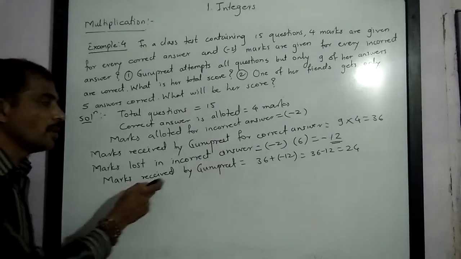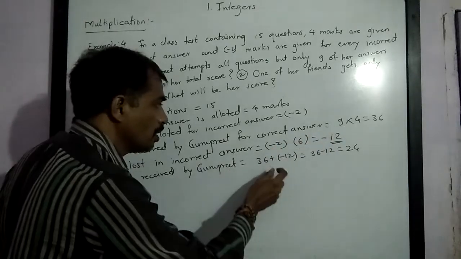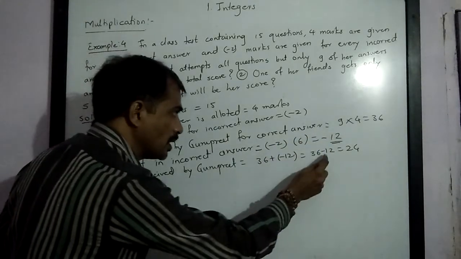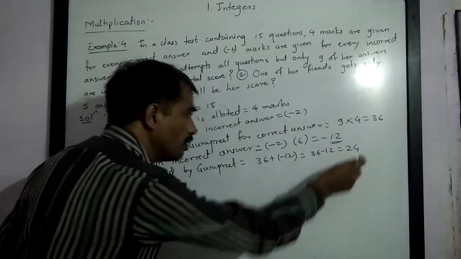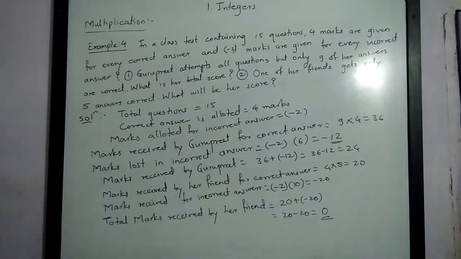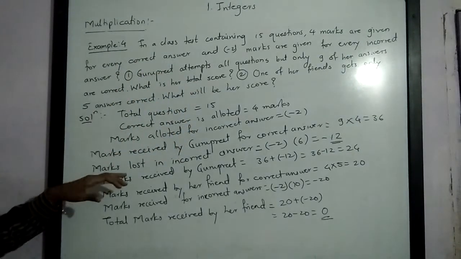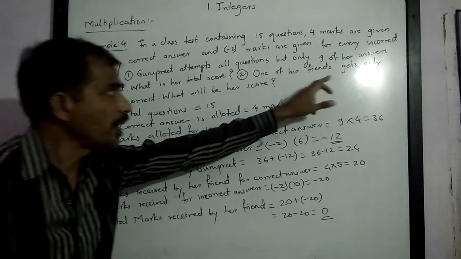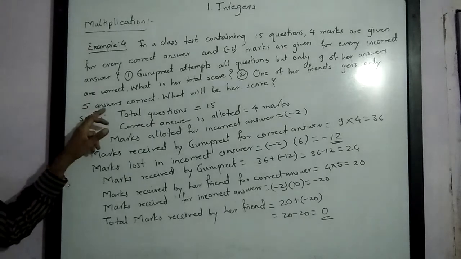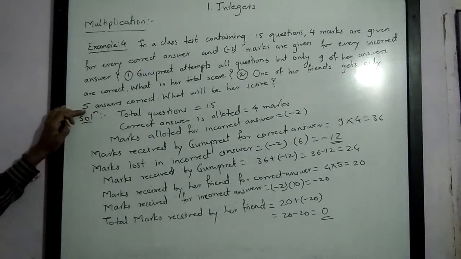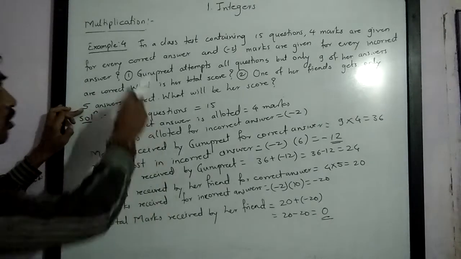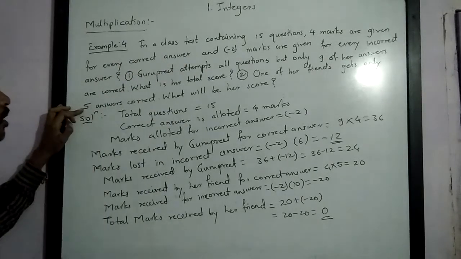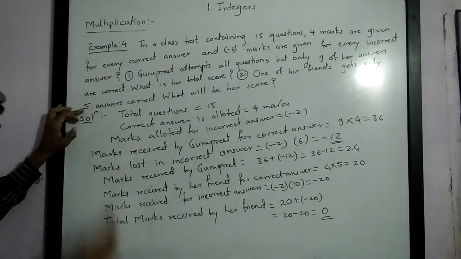Thus, marks received by Gurpreet is equal to 36 plus negative 12. Plus into minus is minus, so 36 minus 12, it will be 24. Now see, next asked to us is, one of our friends gets only 5 correct answers. So one of our friends got only 5 correct answers means out of the 15 questions, 10 answers were wrong.